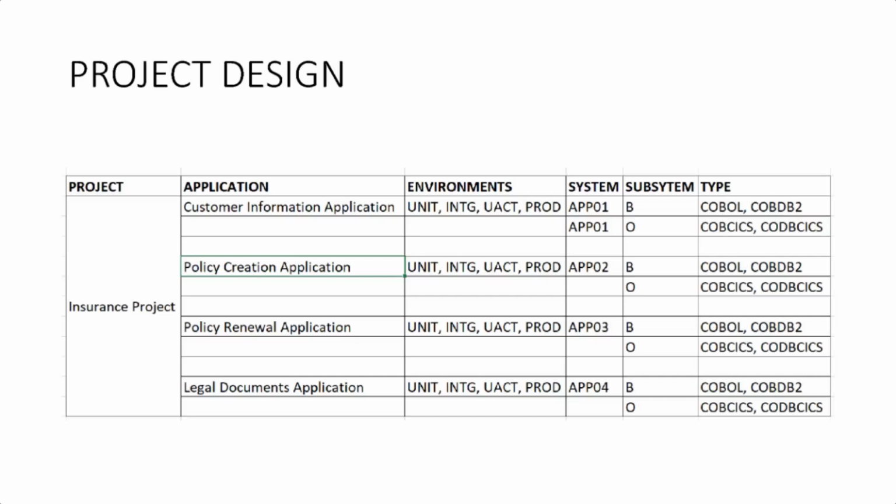The subsystem is again just a way to divide the programs into two parts, like batch and online. Batch is nothing but COBOL and COBOL DB2 programs. Online means with CICS region, CICS commands. So those are online programs.